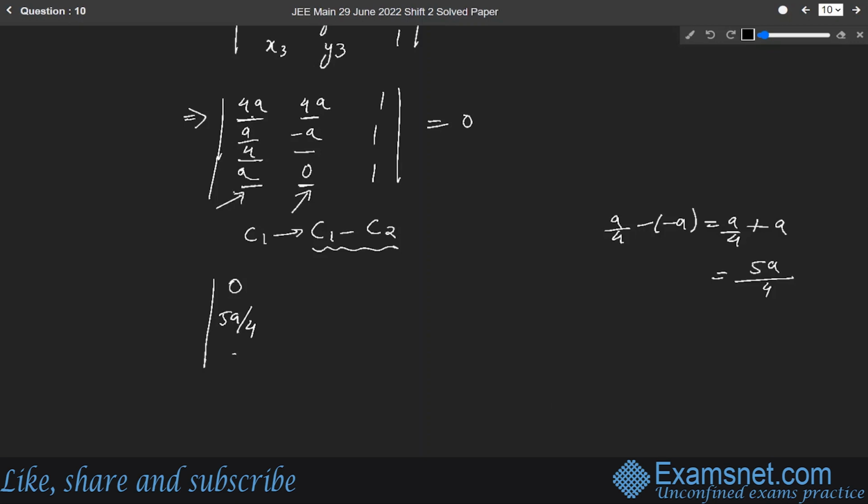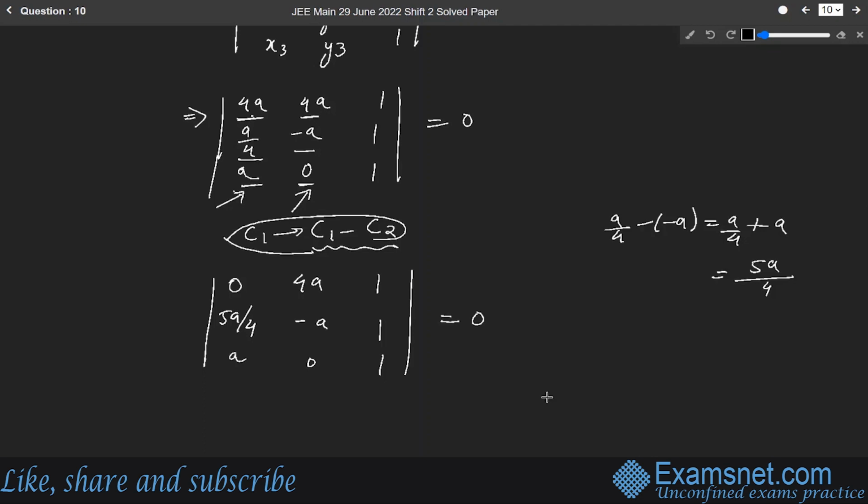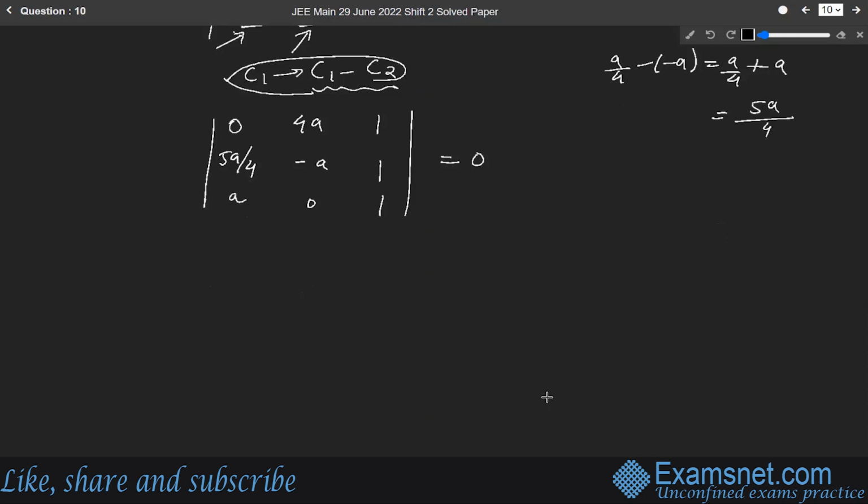So a minus 0 is a. Remaining terms will remain as they are. So we have 4a, minus a, 0, 1, 1 and 1, right? You can see that now it is in a simplified form. And here you can see that the changes are made in column 1 only because we have applied the changes for column 1, right? So now we have to just expand this with respect to the first row.